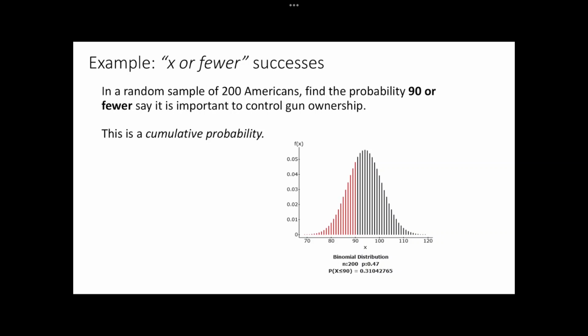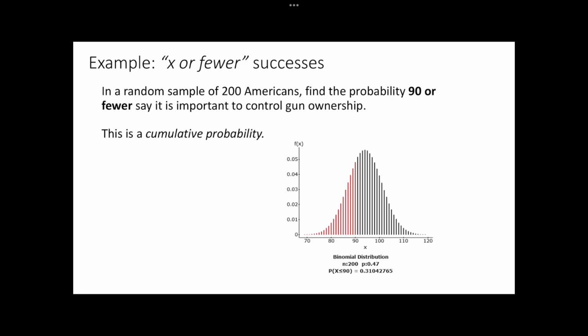Suppose instead of wanting to find the probability that we have exactly some number of successes in a binomial experiment, we want to find a probability that we have X or fewer successes. We can do that with the binomial distribution as well, and it's really straightforward using the calculator in StatCrunch.